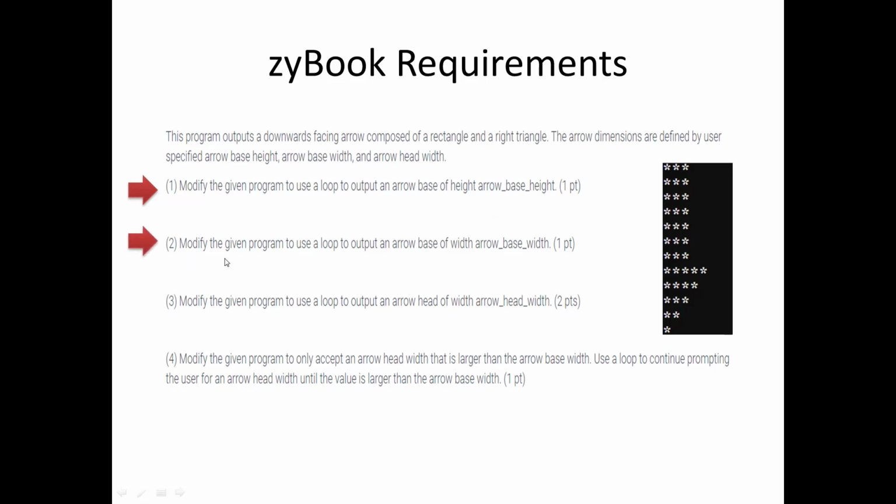Then we're going to modify the program to use a loop to output the arrow base of the width of the arrow base width. Then we're going to modify the program to use a loop to output an arrowhead of the width for the arrowhead. That's here. Then we're going to modify the program to only accept an arrowhead width that is larger than the arrow base width. So this is the arrow base, and we want the arrowhead to be wider than that.